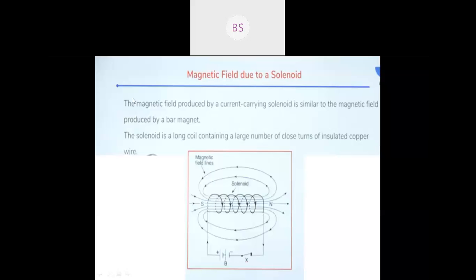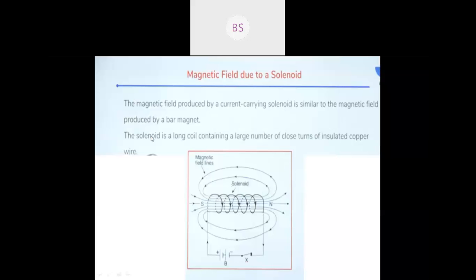The magnetic field produced by a current carrying solenoid is similar to the magnetic field produced by a bar magnet, and the solenoid is a long coil containing a large number of closed turns of insulated copper wire. This is not there in your portion. This time they have deleted solenoid. So this is not important, but even though I have shown the picture of it.